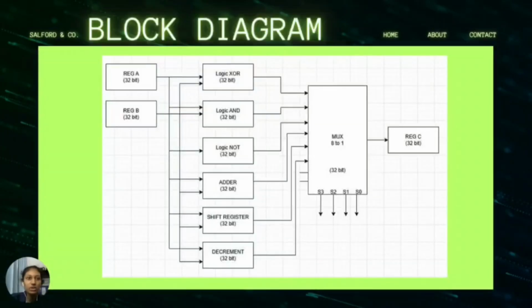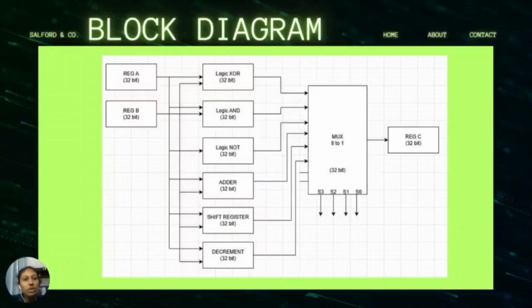So today I would like to continue my part of this mini project presentation, where I'll be presenting the block diagram. Starting off with the question we've gotten, the goal is to build a CPU of 32-bit operations of logic gates such as XOR and NOT, with addition, shift register, and decrement. All of this is 32-bit.